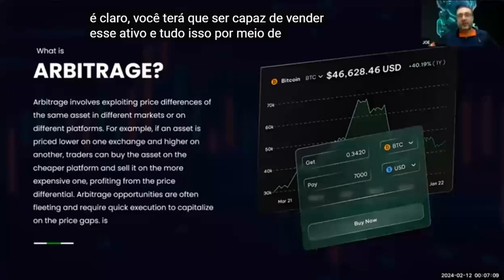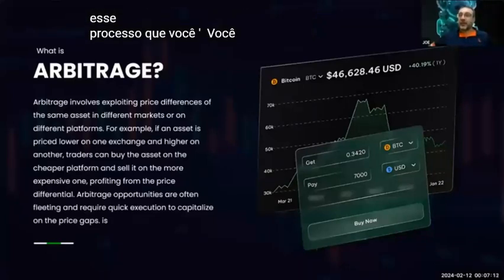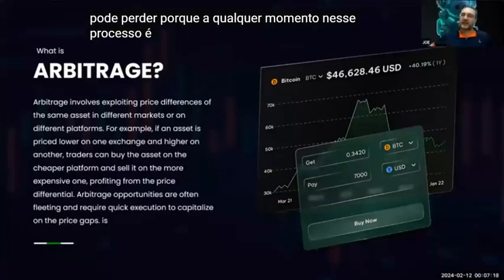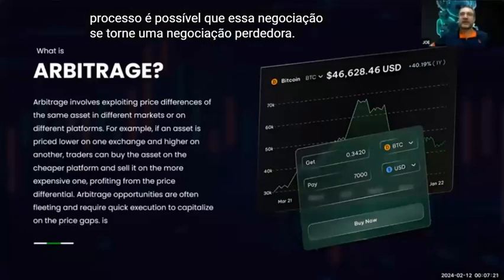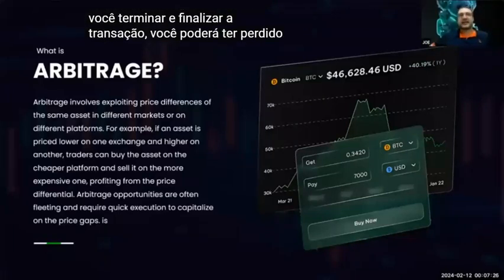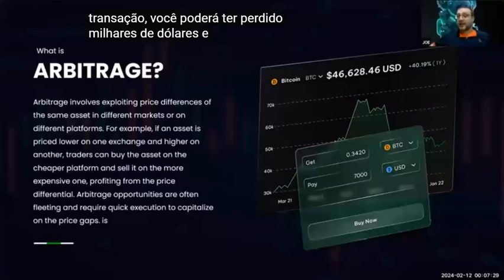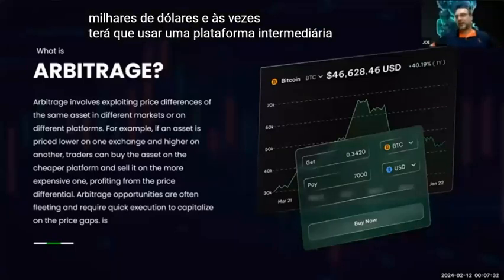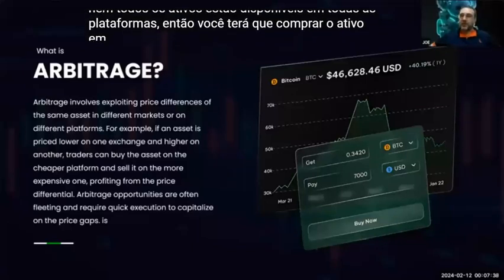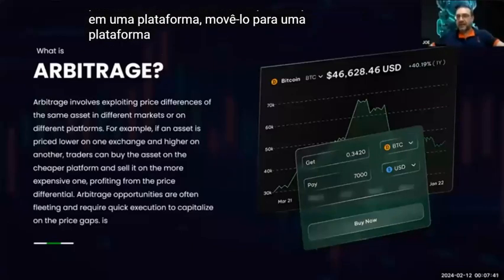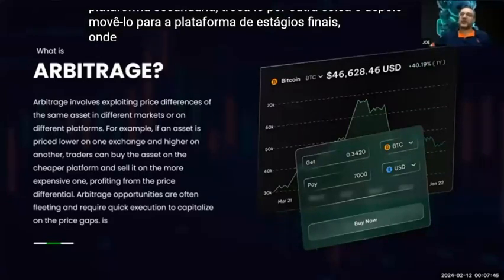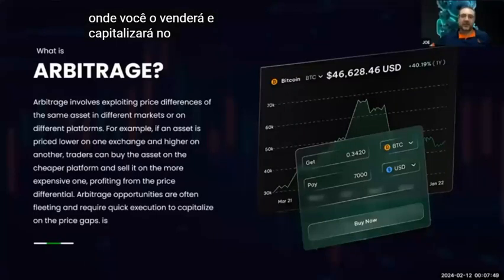And all through that process, you're thinking about what you may lose. Because at any moment in that process, it's possible that that trade could become a losing trade. By the time you finalized that transaction, you could have lost thousands of dollars. And sometimes you have to use a middle platform because not all assets are available on every platform. So you'll have to buy the asset on one platform, move it to a secondary platform, swap it for something else, then move it to the final platform where you'll be selling it and capitalizing on the profit.